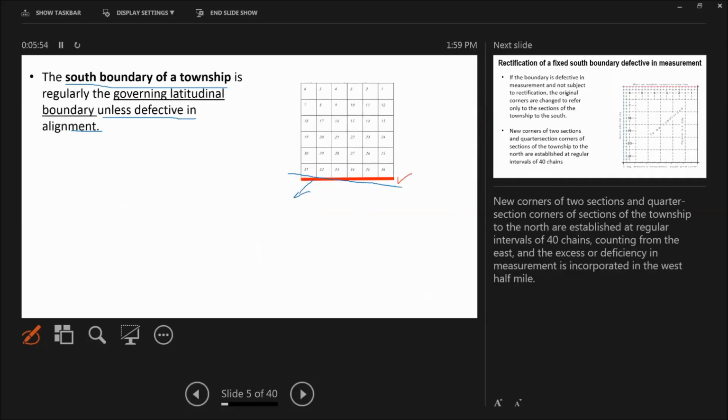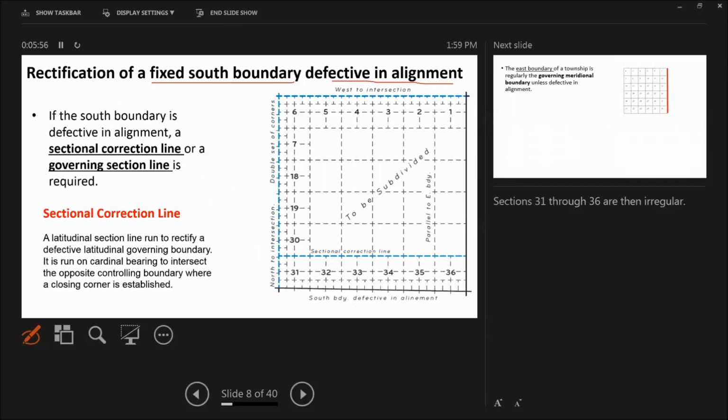Okay, how about the alignment now? Let's talk about the alignment now, because the alignment here is a little bit different. If the south boundary is defective in alignment, that's the second case. We said measurement and alignment. What should we do here? Here is the thing. A sectional correction line should be established. What is a sectional correction line? That's the question I would like to read first and then describe on the slide here.